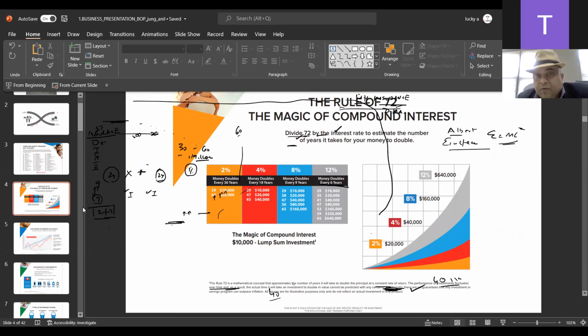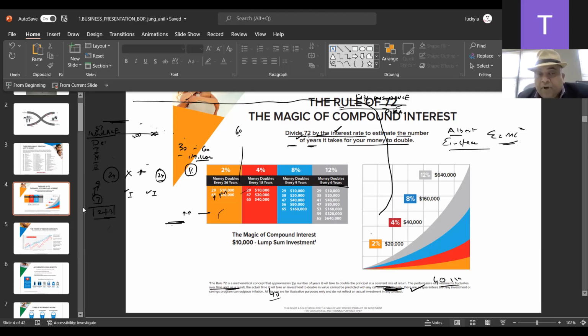The rule of 72 says divide 72 by the interest rate to estimate the number of years it will take your money to double. This rule of 72 can work in reverse also. If you are taking money and you have a debt, like student debt that you have to pay back, the interest you have to pay will decide how many years it takes to double.